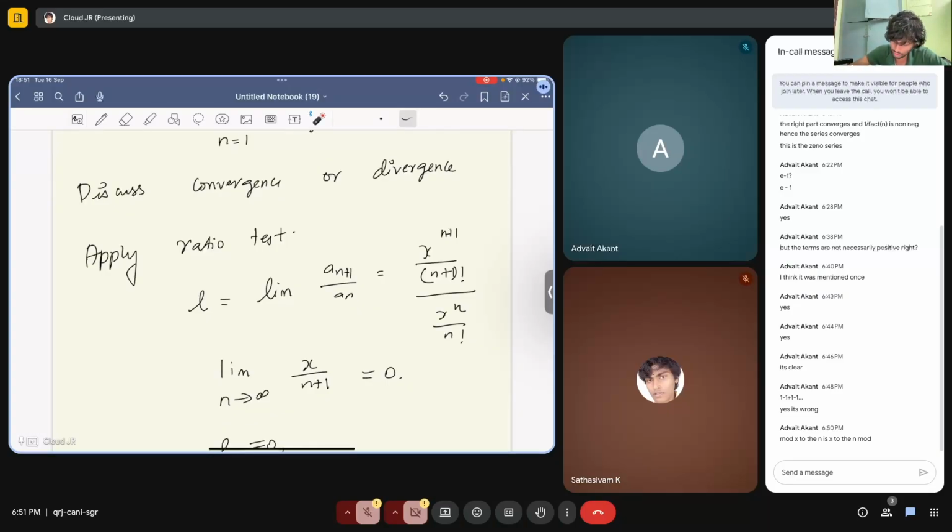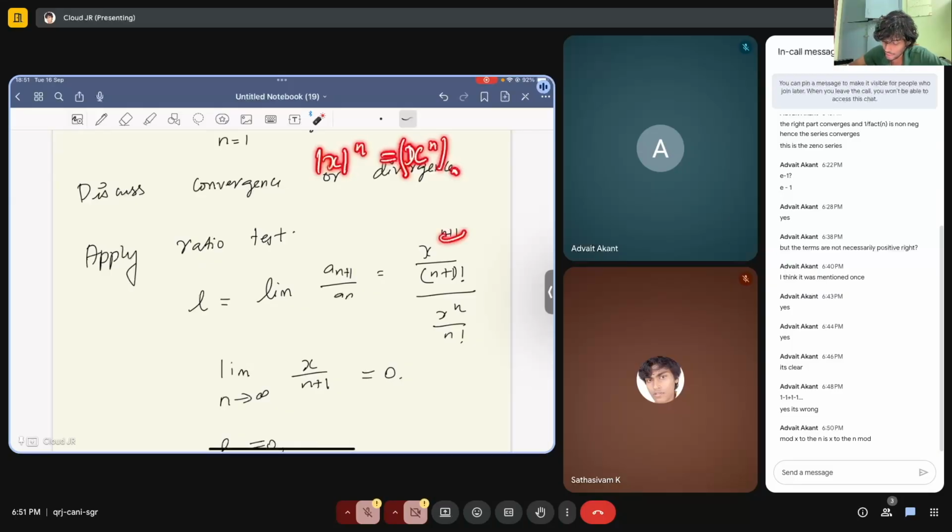Okay, you are telling this, mod x to the n is basically x to the n. Yeah, mod x to the power n is x to the power n mod. Yeah, this is true, I applied that. That was not my problem. My problem is it depends on whether it is negative or positive. That's what I was thinking.